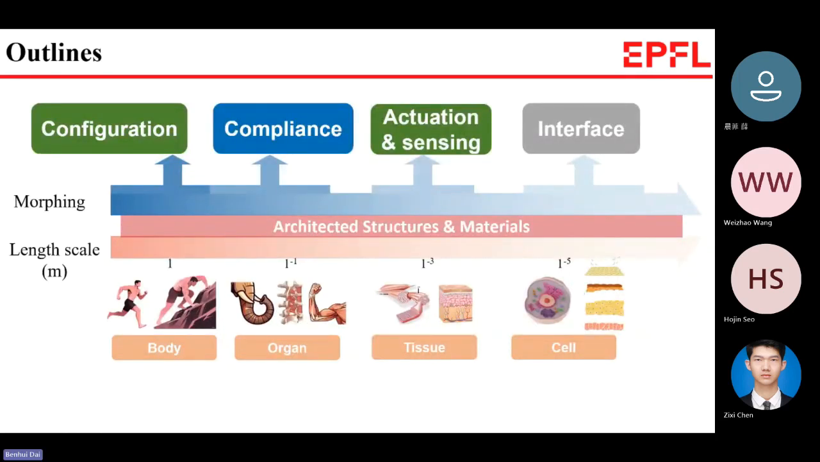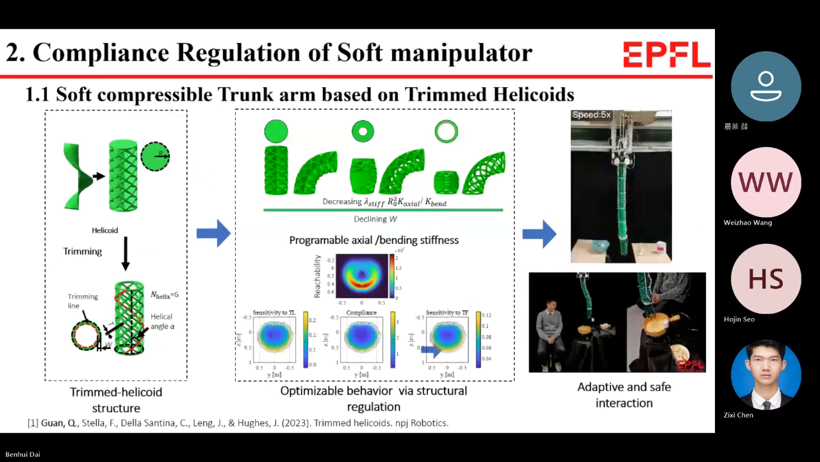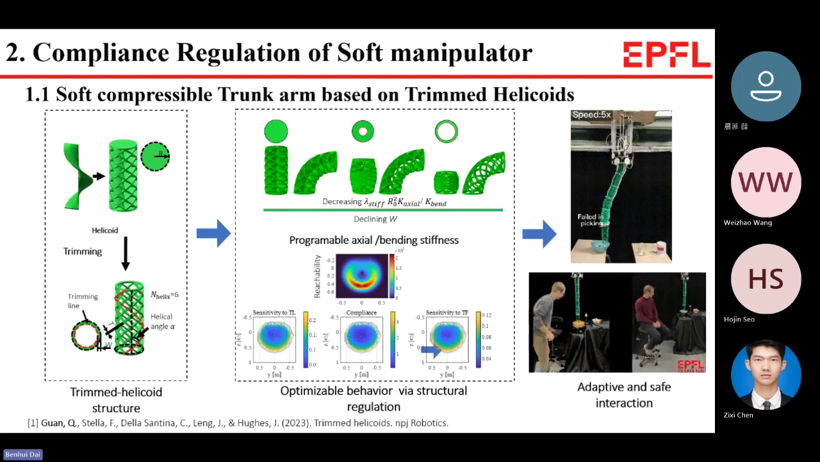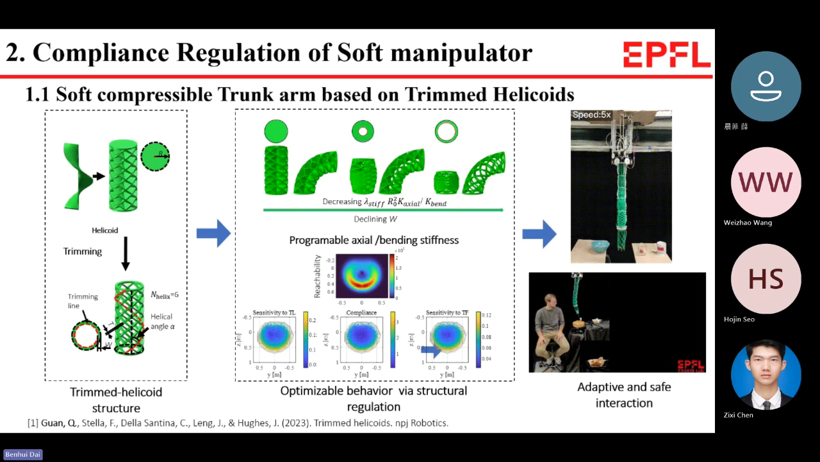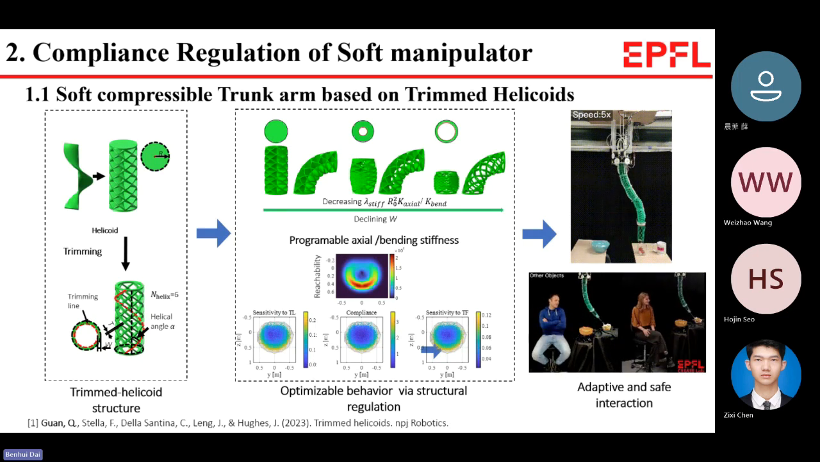In the next part, I will introduce how we utilize architected structures to regulate the compliance of soft robotic arms. As mentioned before, in biological organs like elephant trunks or swan necks, structural heterogeneity gives them a unique combination of compliance, flexibility, and load capability. Inspired by this, we developed an architected structure we call twisted helical. The key advantage of that is by tuning the parameters, we can independently regulate its bending compliance and axial compliance.